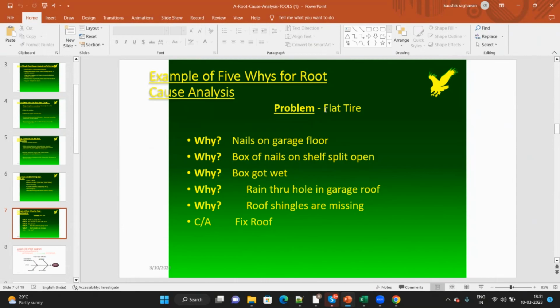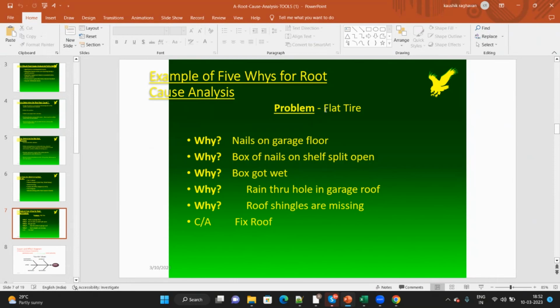So in this way, the prime step of a root cause analysis is the 5Y technique. The 5Y technique will allow us to get to the root of the problem and design a corrective action. CA stands for corrective action, right? So this is how we learned our 5Y analysis, right?